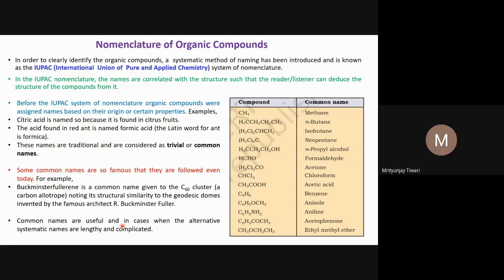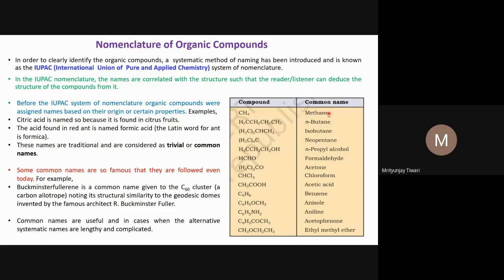If the alternative names are very lengthy, very large, what people do is they still write common names. So the common names are still in use, and they're important. Some compounds having common names are given here in the table.